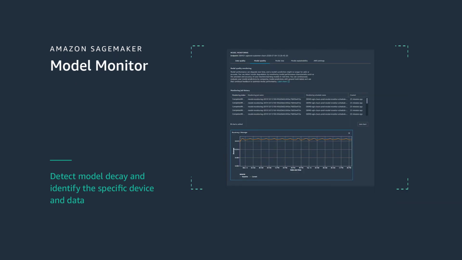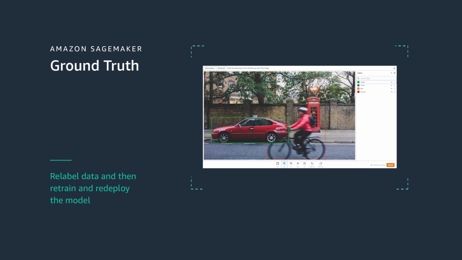You can use the model monitor to use your own drift detection algorithm to detect model quality decay or identify specific devices and models that are causing the decay. You can then use SageMaker Ground Truth to relabel the data that you've collected from the devices, retrain your model with the new data, and then redeploy the model using the same deployment mechanism you had previously.